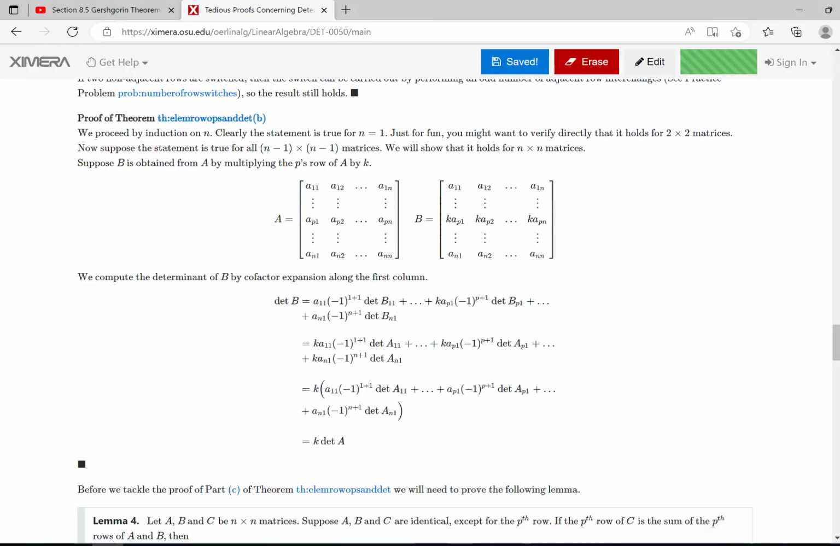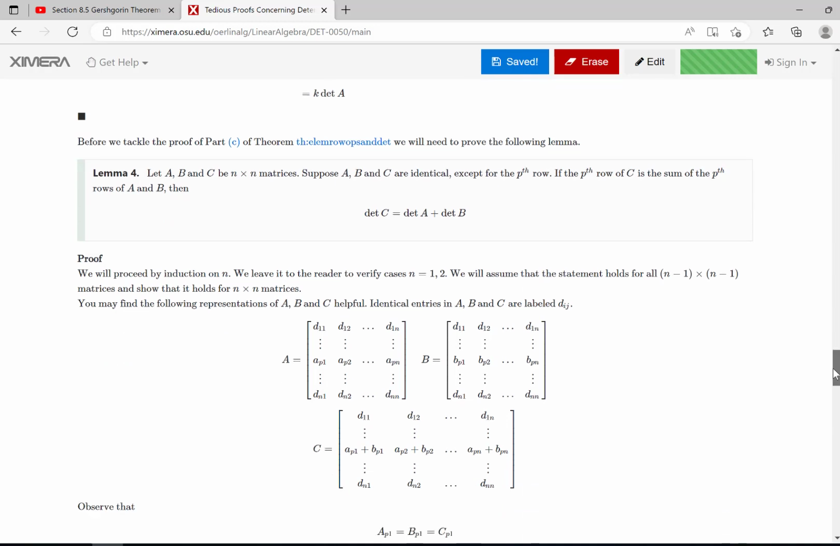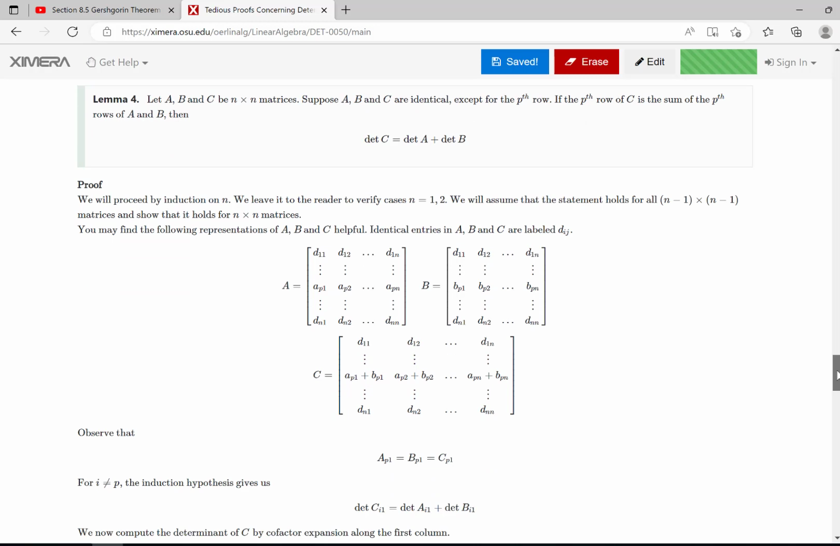Now the third property, about adding a multiple of a row to another, is maybe a little more challenging. So we're going to start off with this lemma. A lemma is a small theorem which you use to prove another theorem. And so that's what I'm doing here with lemma 4.